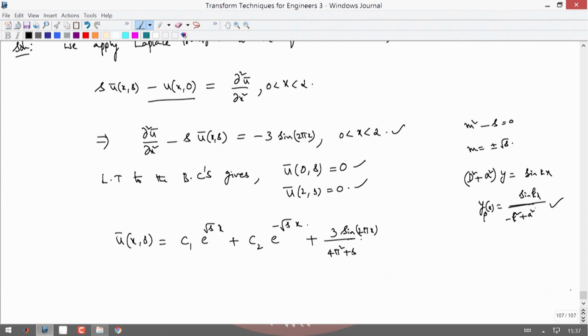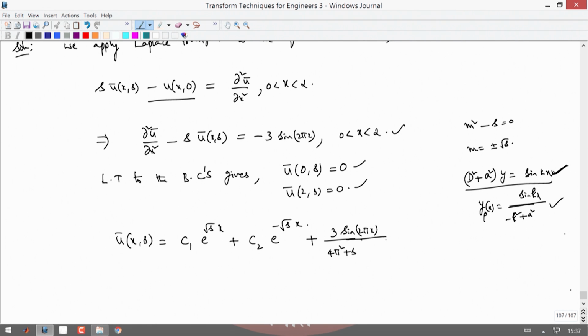If you do not like this particular solution, you look for it as a sin kx plus b cos kx. This you substitute into the equation and get your unknowns a, b. This is the method of undetermined coefficients. These are undetermined coefficients a, b. You put it here and get your solution. By comparing the coefficients, you can get your a, b, and you will end up seeing that it is going to be the same particular solution.